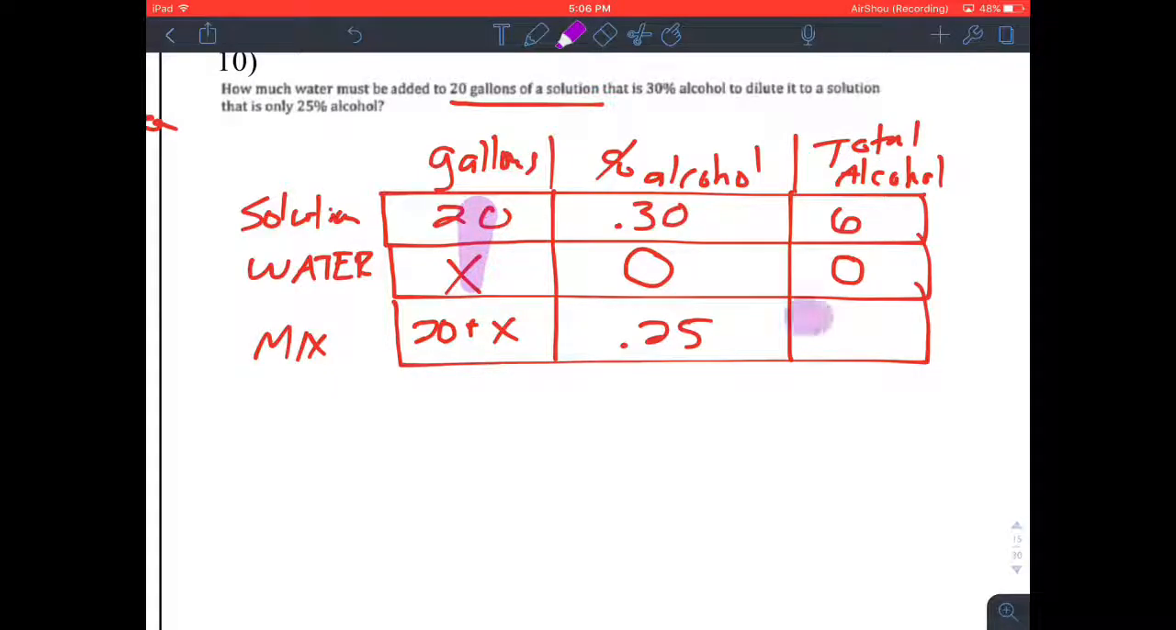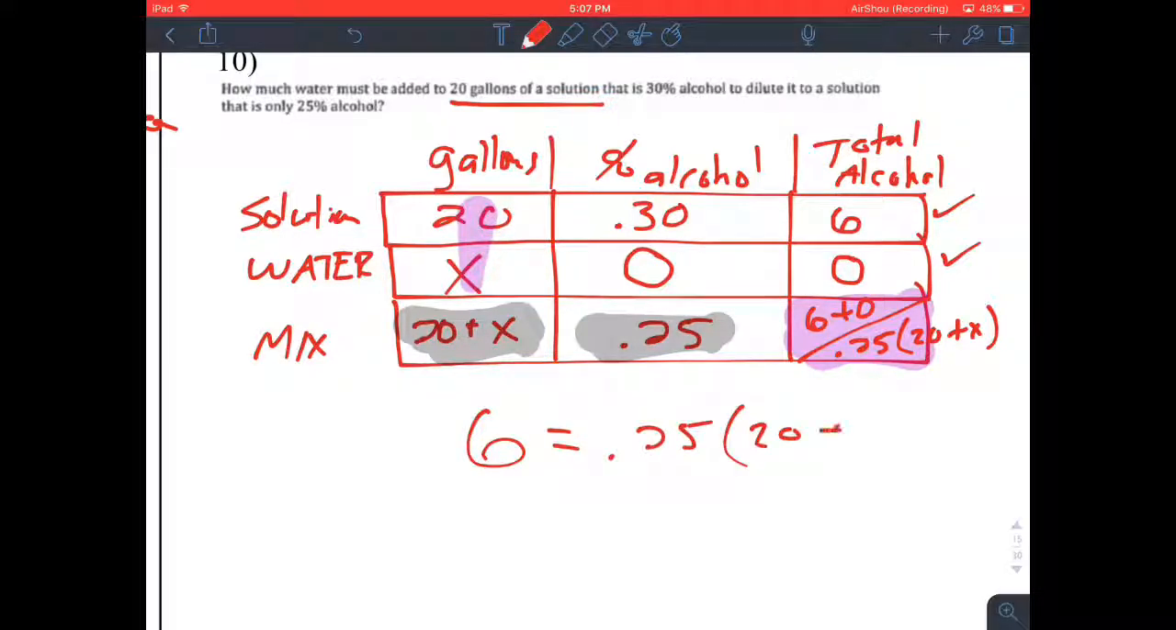Now this last box is the most important. This is where our equation comes from. It's going to be found in two ways once again. If you take the total alcohol that's in the solution plus the total alcohol that's in the water, that should tell you how much alcohol is going to be in the mixture, which is 6 plus 0, which of course is 6. Similarly, if you take the gallons of the mixture times the percent that it's alcohol and multiply those together, that's going to give you the alcohol total in the mixture. Once again, we get two different things that are equal to each other.